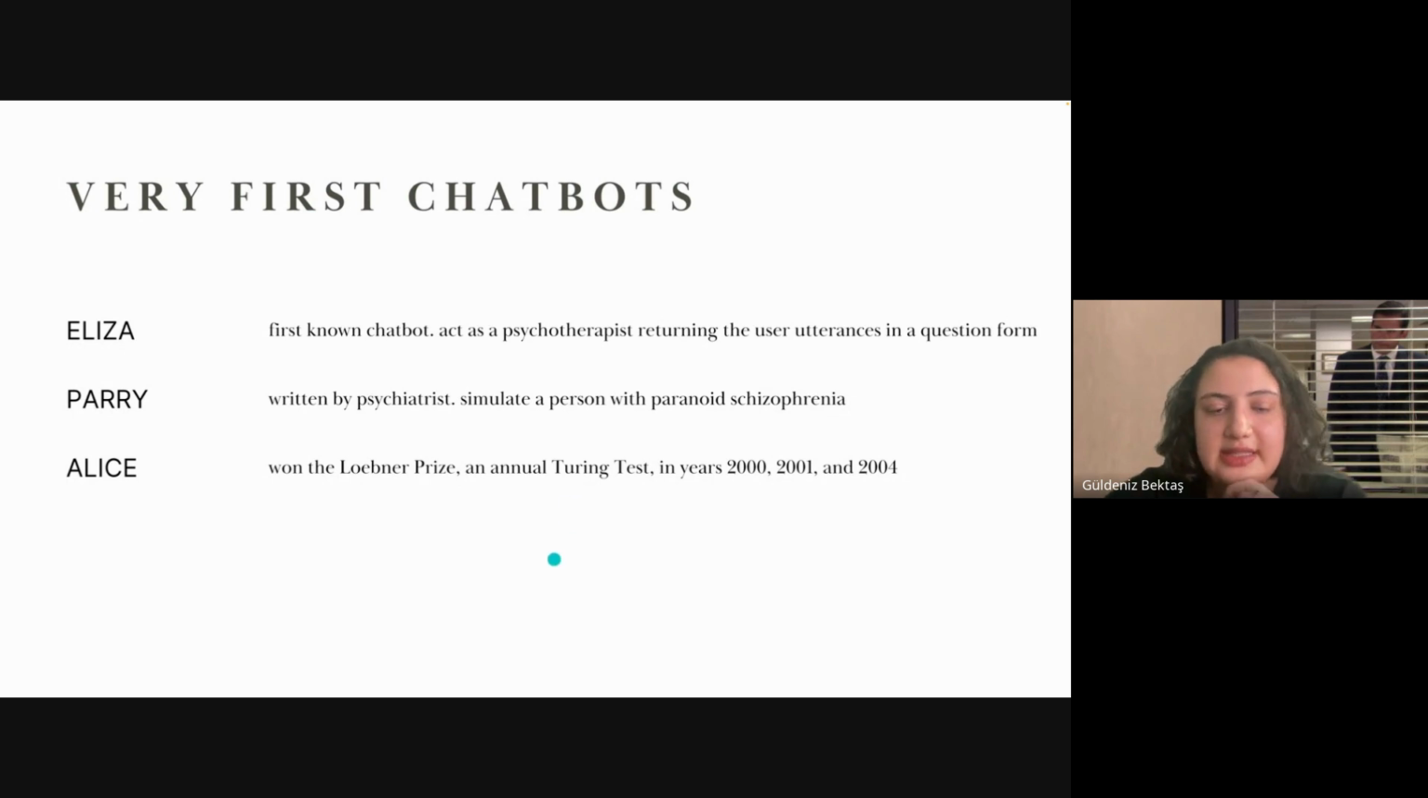And lastly, Alice relies on a straightforward pattern matching algorithm like Eliza and Perry, with its core intelligence built upon the Artificial Intelligence Markup Language, which allows developers to define the foundational elements of the chatbot's knowledge. I really recommend that you read the paper on Eliza. That paper is really good. If you'd like, I will send the link through chat. I recommend you read it.